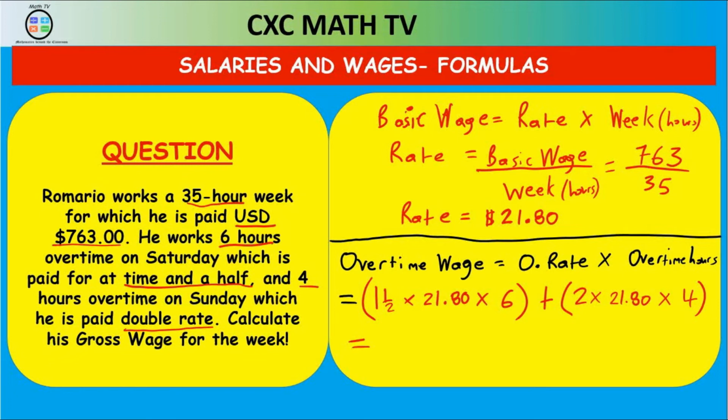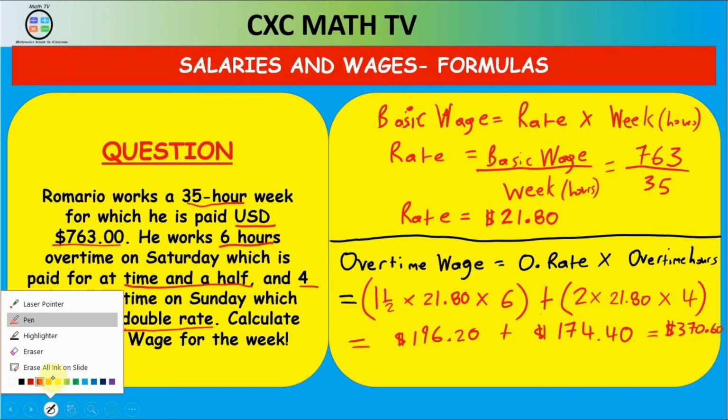21.80 multiplied by 6. When you work out the Saturday overtime wage, you will be getting $196.20. When you work out his Sunday overtime wage, 2 times 21.80 times 4, you're going to get $174.40. So all we have to do is add those two, 196.20 plus 174.40. We add them and we'll get $370.60. So remember, that's just his overtime wage.